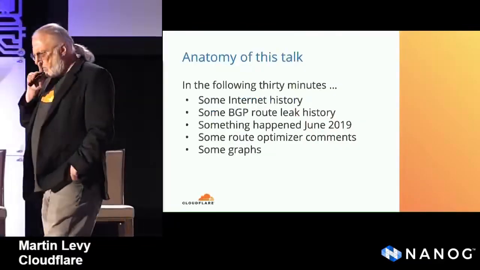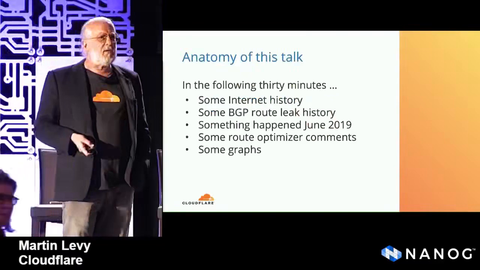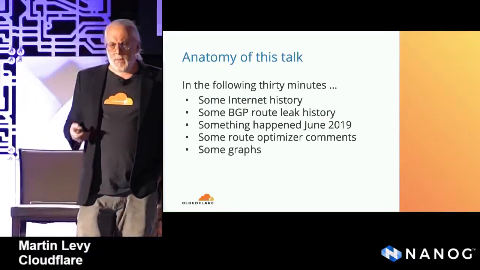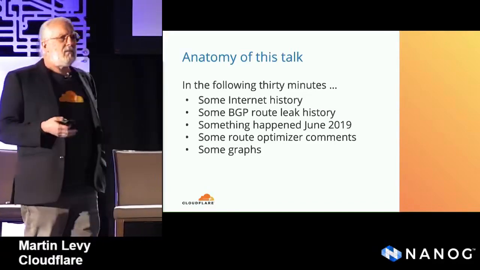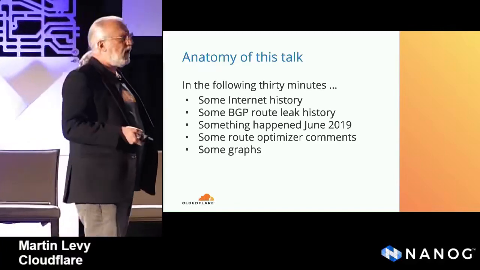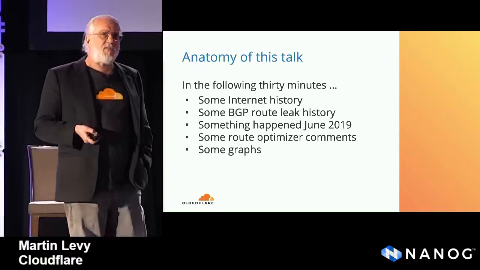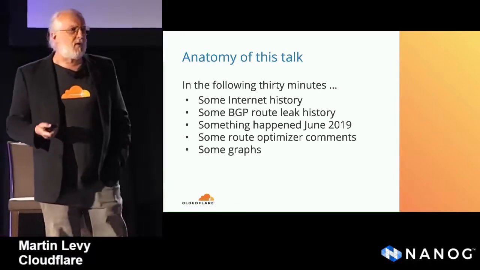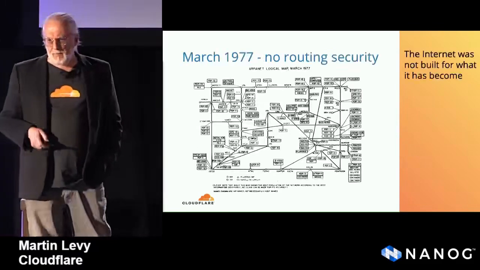So in 30 minutes, I'm going to give you a bit of internet history. I've got gray hair, I'm allowed to do that. I'm going to talk about some leak history, and there won't be anything surprising there, that seems to happen. Then I'm going to talk to you about what happened June last year. I'm going to talk to you about the subject of route optimizers. And for part of the room, I'm going to talk about route optimizers. And I've got some graphs.